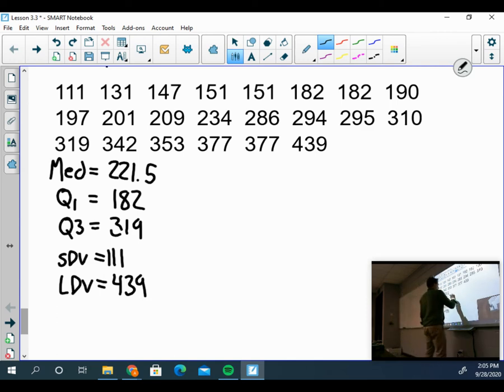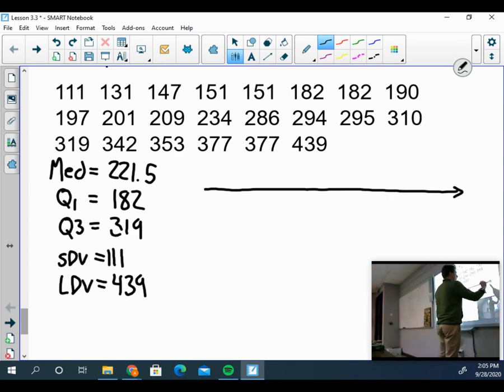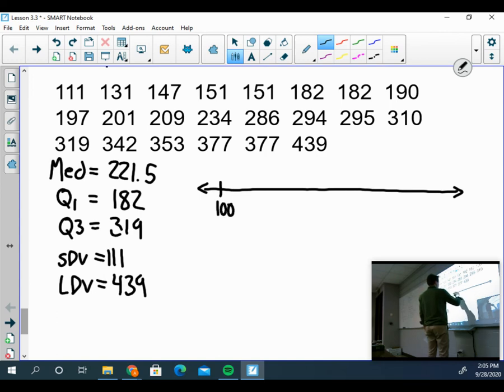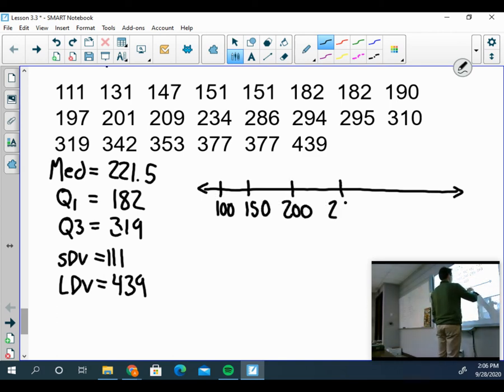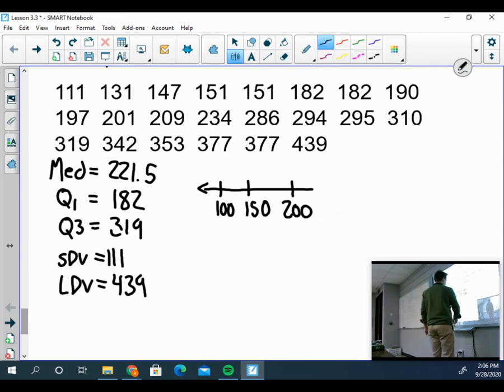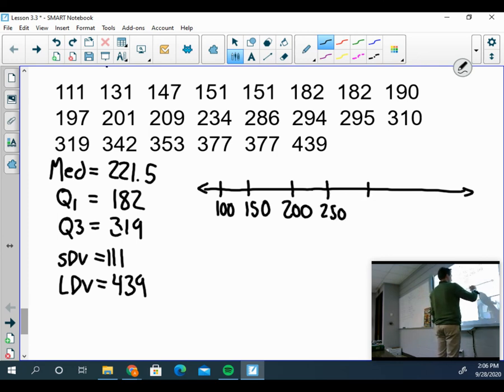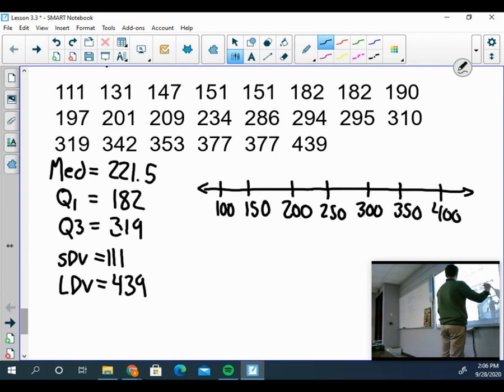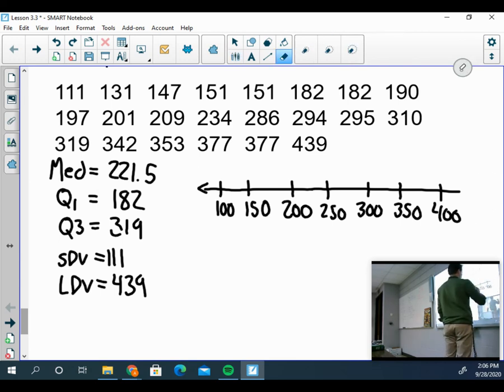Okay, so if we want to make a box and whisker plot out of that, I would start at maybe 100, and I would go up by 50. Again, you could go up by a different scale. That's totally fine. That's a little large here. Gonna go a little bit further.